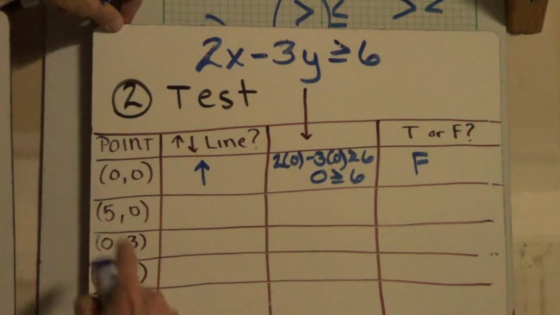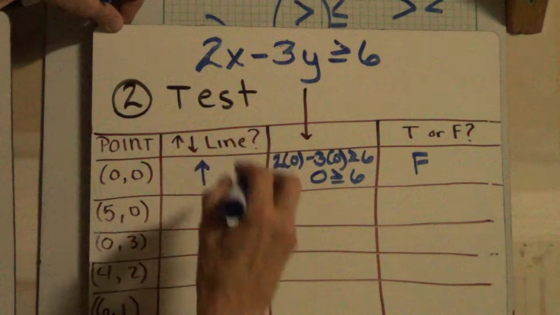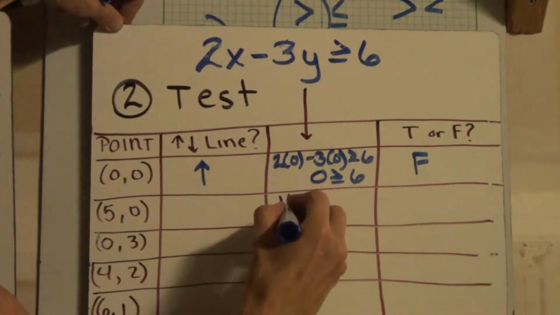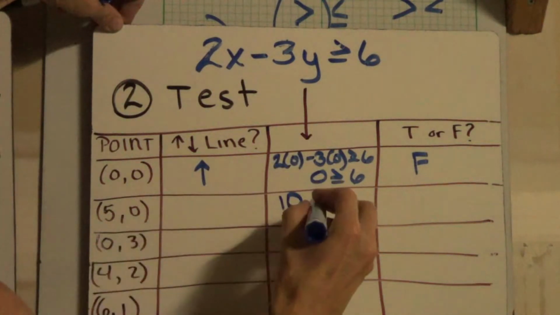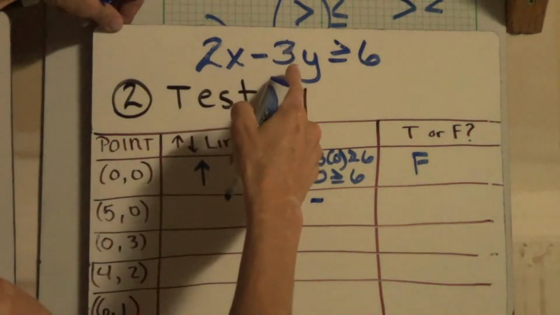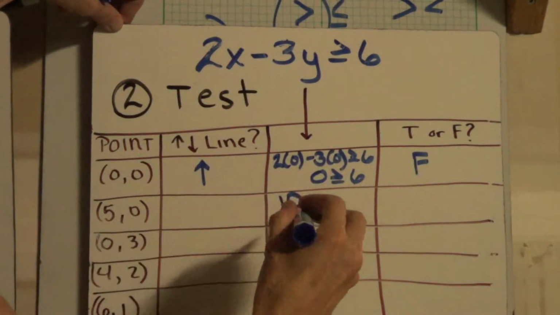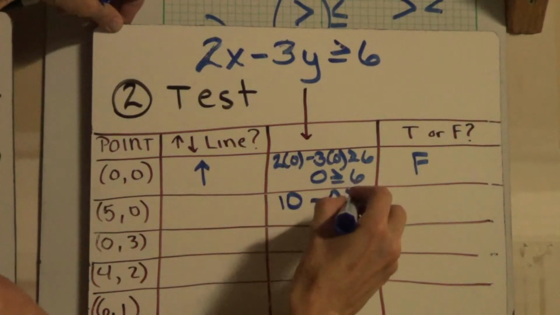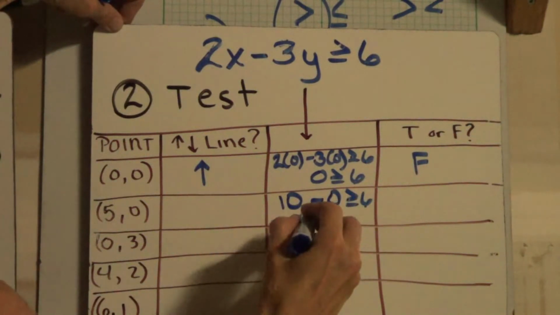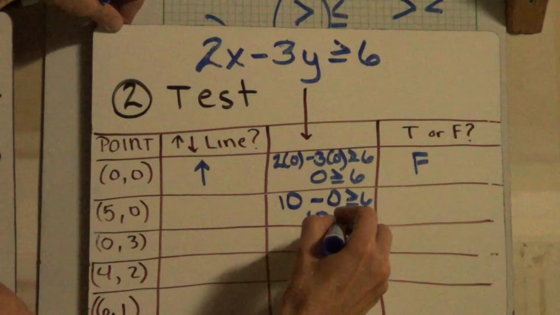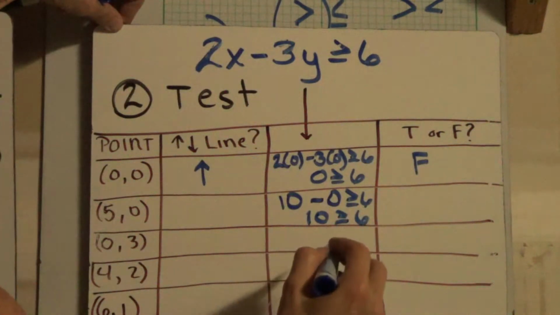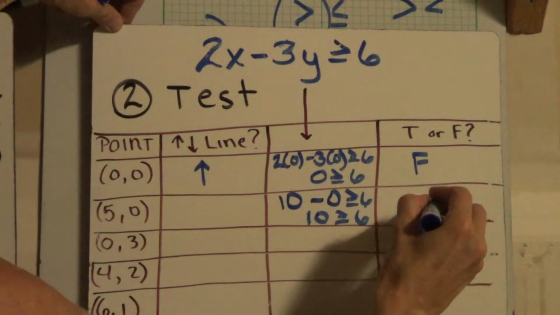So now we plug in 5, 0. So 2 times 5 is 10, minus 3 times 0 would be 0, is greater than or equal to 6. 10 is greater than or equal to 6. So this one comes out true.